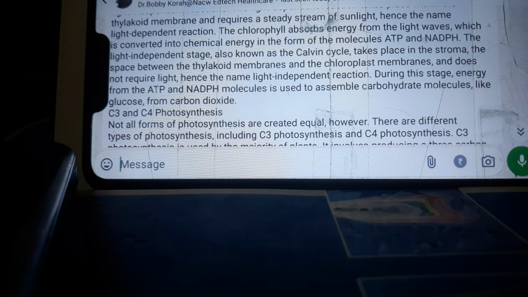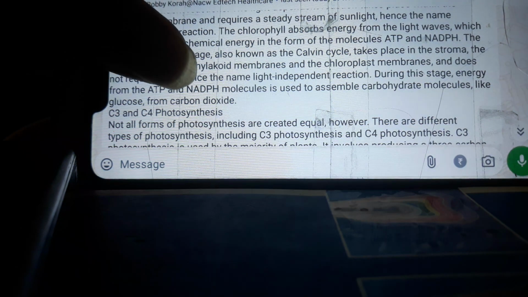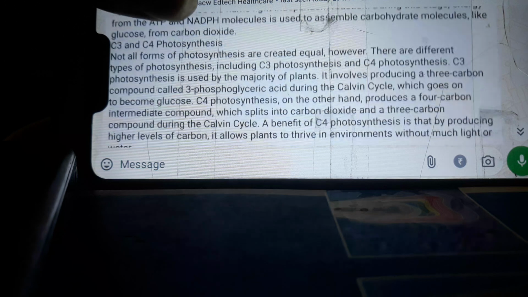The light-independent stage, also known as the Calvin cycle, takes place in the stroma, the space between the thylakoid membranes and the chloroplast membranes, and does not require light, hence the name light-independent reaction. During this stage, energy from the ATP and NADPH molecules is used to assemble carbohydrate molecules like glucose from carbon dioxide. C3 and C4 photosynthesis.